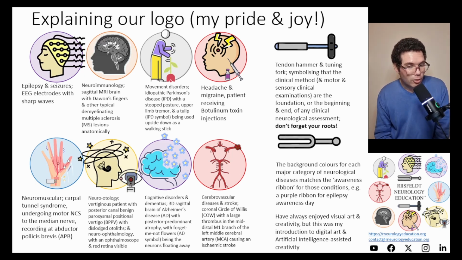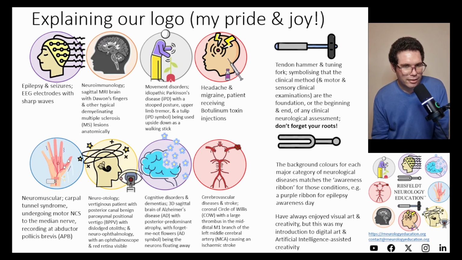And that's a condition caused by dislodged otoliths or crystals, you might colloquially say. And I've put them, if you look very closely, in the posterior canal because that's the most common cause of BPPV and therefore the most common cause of vertigo overall. I've also included neuro-ophthalmology in this image by indicating an eye with an ophthalmoscope. And you can see, if you look closely, a nice retina if you look through the eyepiece of the ophthalmoscope.